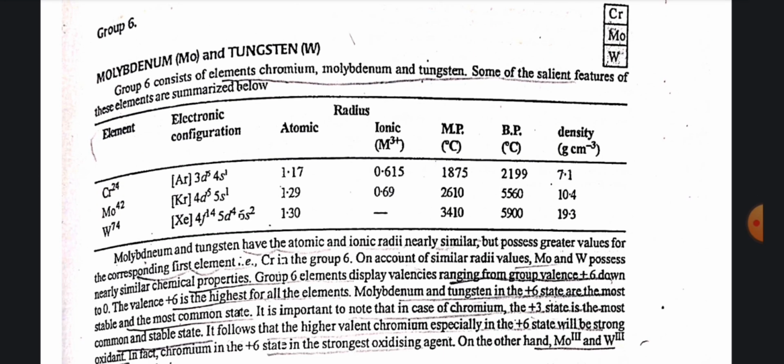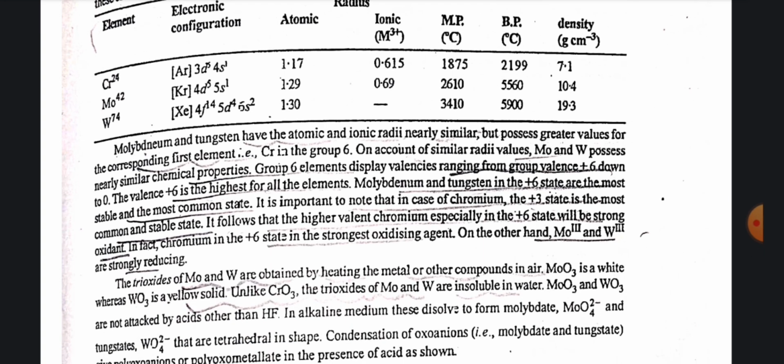Group 6, molybdenum and tungsten. Group 6 consists of the elements chromium, molybdenum, and tungsten. Some of the salient features of these elements are summarized below. The electronic configuration of chromium is 3d5 4s1, molybdenum is 4d5 5s1, and tungsten is 4f14 5d4 6s2. Molybdenum and tungsten have atomic and ionic radii nearly similar but greater than the corresponding values for the first element, that is chromium, in group 6.